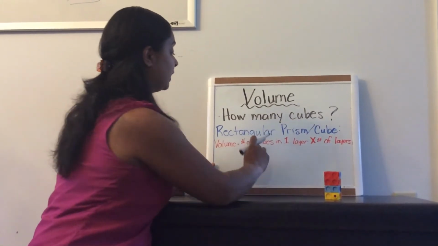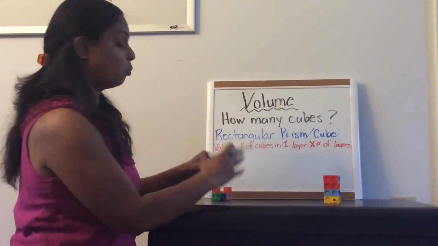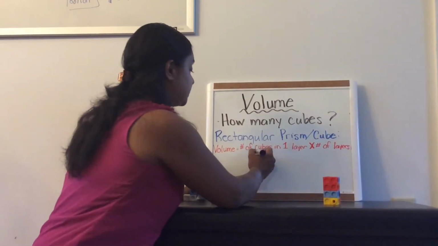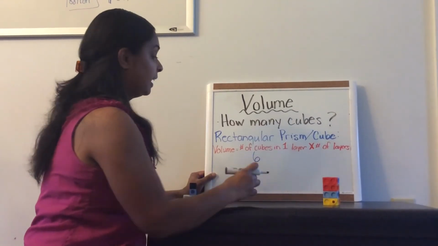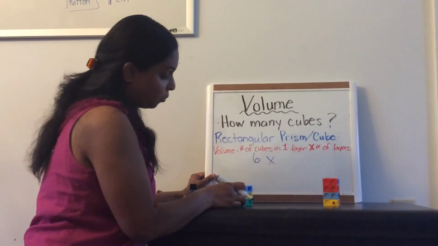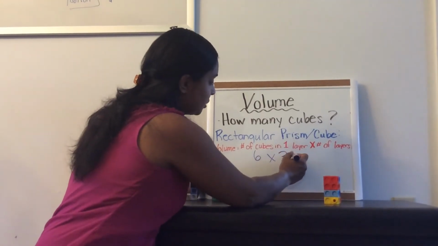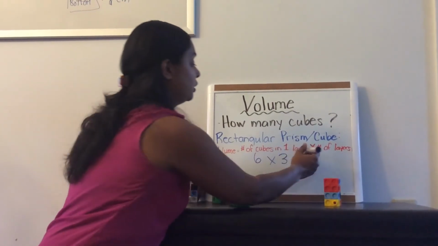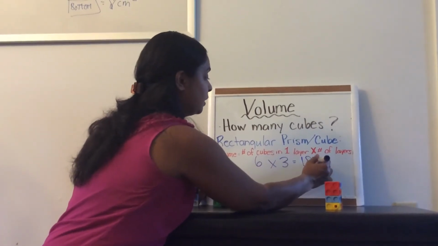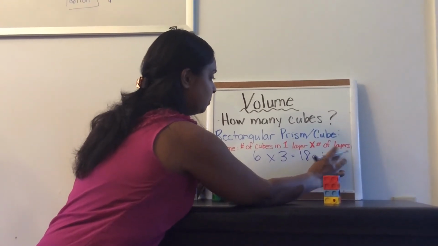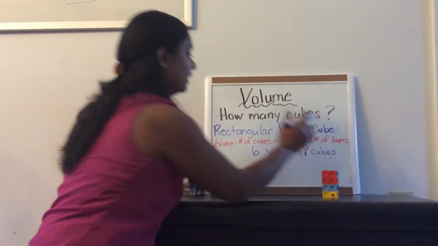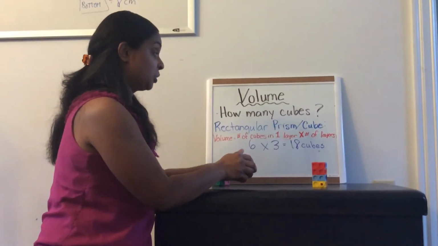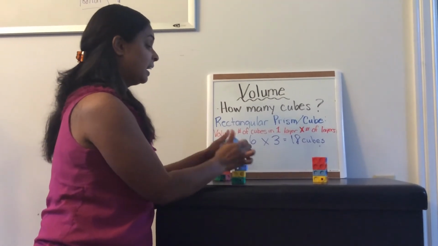So I have a little formula here saying that if I know how many cubes are in one layer and how many layers there are, I should be able to find the volume. There are 6 cubes in one layer, and I can see that there are 3 layers. So according to my calculations, this rectangular prism should be 18 cubes. The volume is 18 cubes. Just to make sure that we really get that visual and understand how that works, I'm going to take it apart and count.